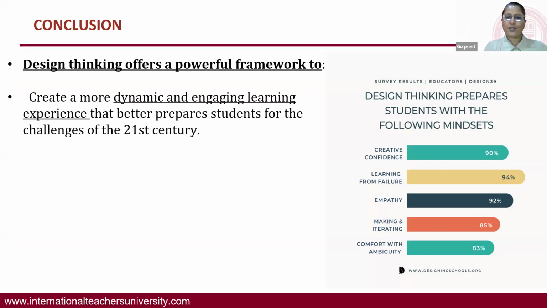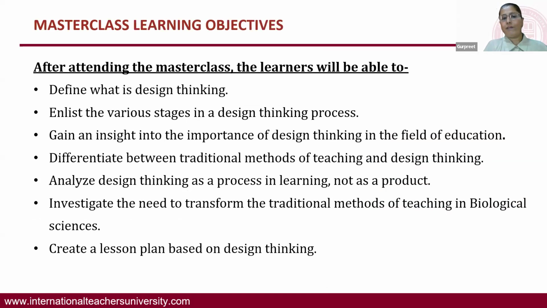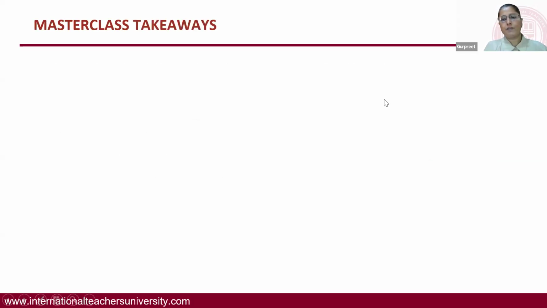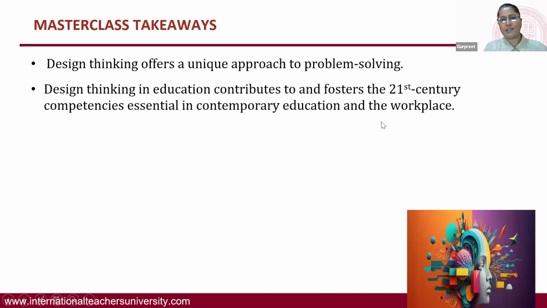As the figure shows you here, design thinking students will have the following mindsets. They have creative confidence, they learn from their failure, they are empathetic, they are doing trials, they are iterating, and they are comfortable with ambiguity. In contrast to the traditional classrooms. So that brings us to the last and conclusion of all the learning objectives which we have achieved and the key takeaways from this class.